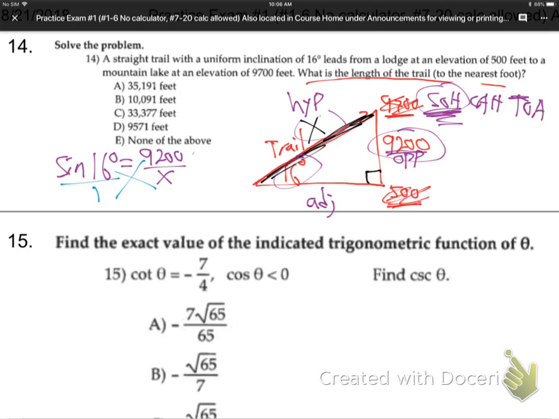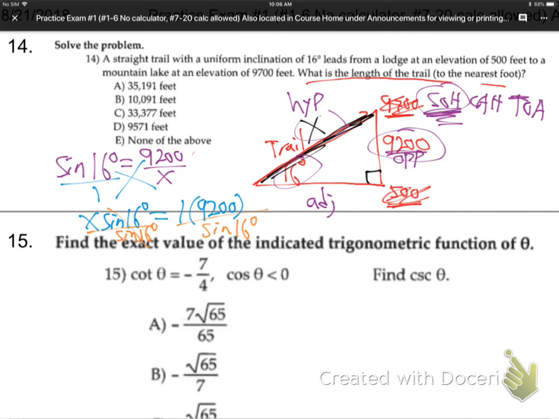Remember how that works? So then you get x times the sine of 16 degrees is 1 times 9,200. Just diagonal, diagonal, cross multiply. You just put the sine of 16 over 1. Last step to get x alone? Divide by the sine of 16. Boom. There it is. X is 9,200 over the sine of 16.